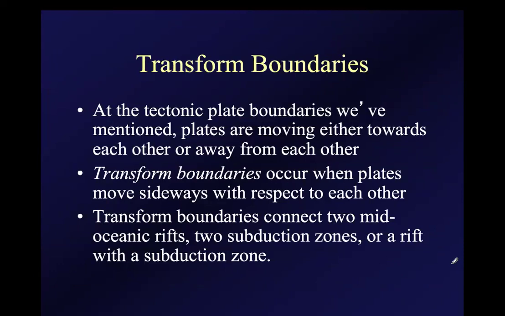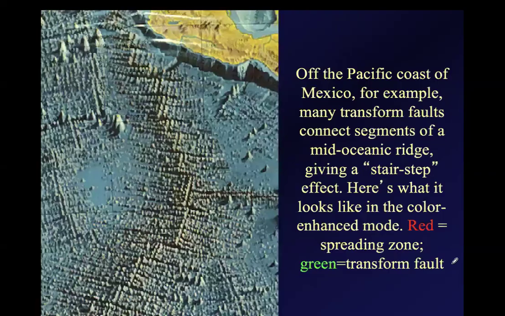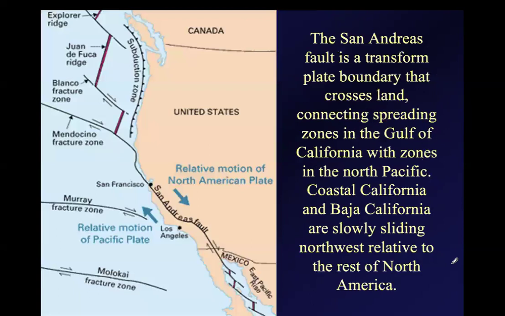Shoot. I have just realized it's 9:50 and I don't have time to talk about transform boundaries, which happen when plates move side to side with respect to each other. And they look like this. Those green lines right there are transform boundaries. And one that crosses onto land is the famous San Andreas Fault. And I'm going to have to stop there because we are out of time.